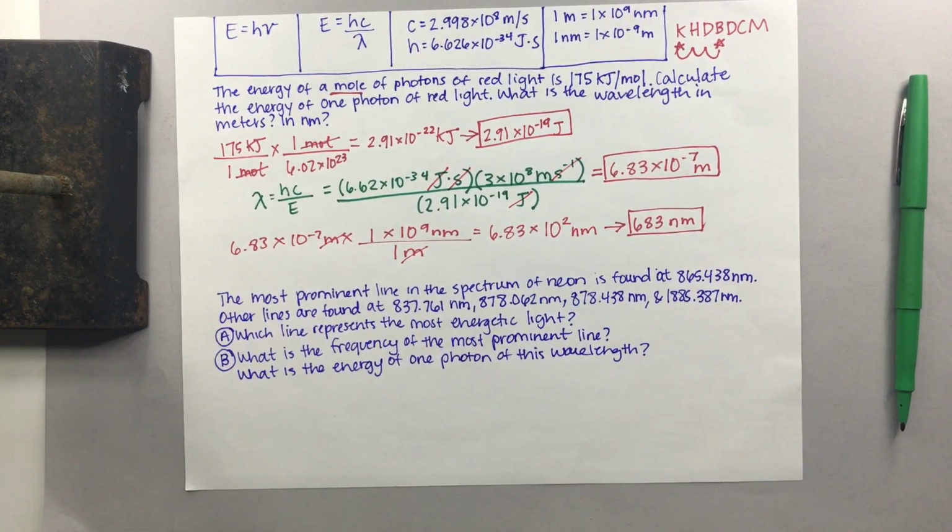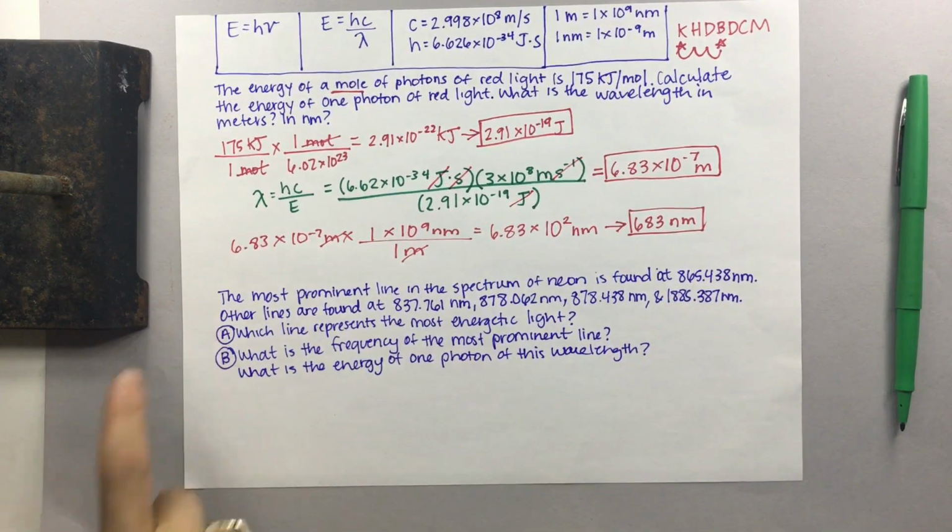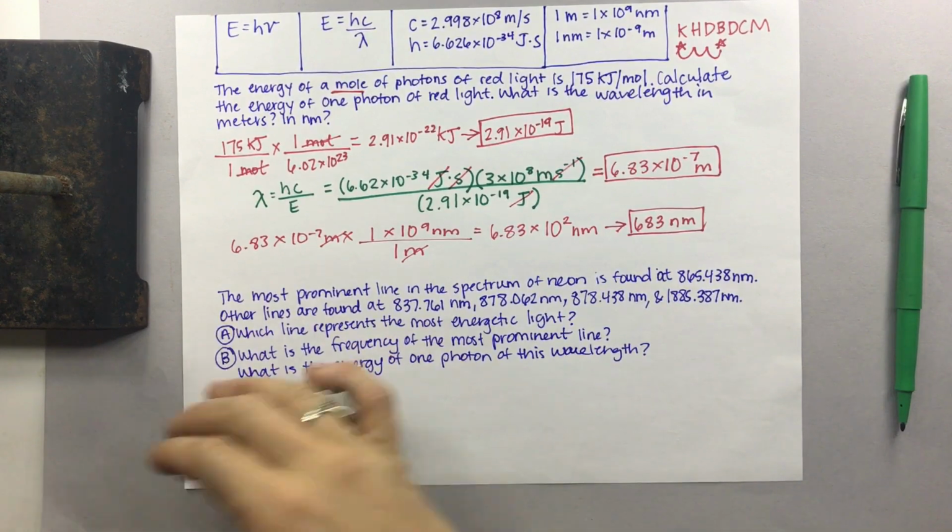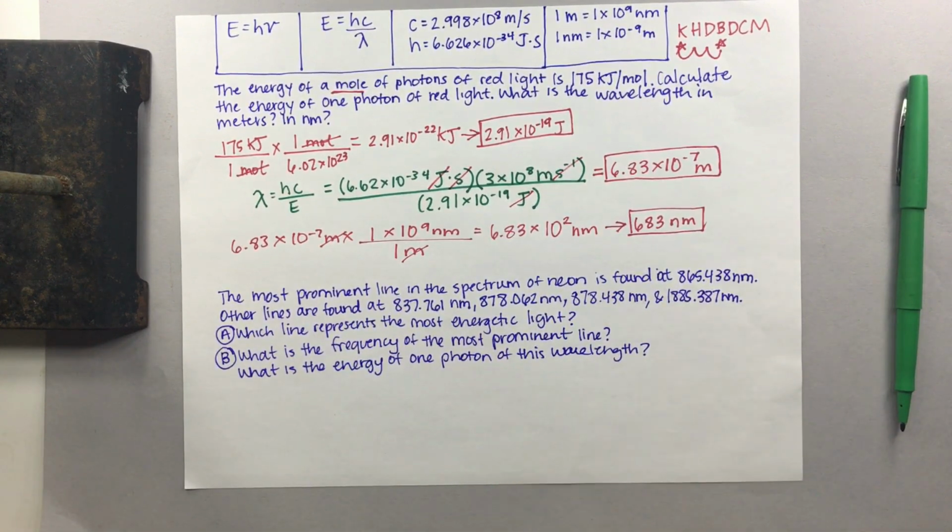It says the most prominent line in the spectrum of neon is found at 865.438 nanometers. Other lines are found at 837.761 nanometers, 878.062 nanometers, etc. Part A says, which of these lines represents the most energetic line?